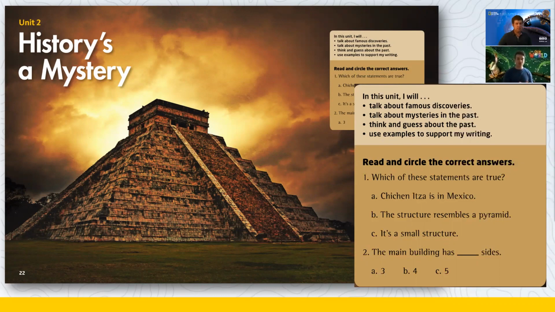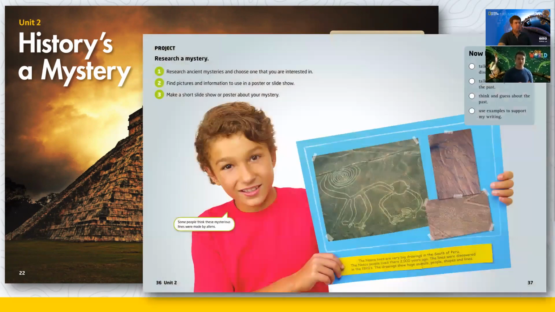And at an elementary school level as well, we want to also be ensuring that we are providing opportunities for students to show those outcomes in an age-appropriate way as well. For example, in projects, where students can use their hands and show that they have achieved these outcomes. Now they can talk about discoveries. They can talk about the past. They can think and guess about the past. And they can use examples to support their writing, but they're able to do so in a very, very concrete way that is appropriate to the age group.